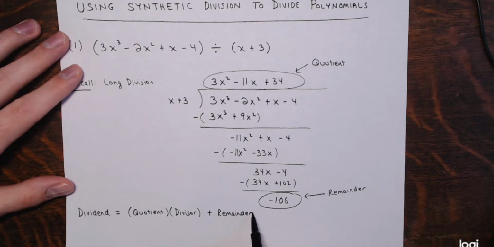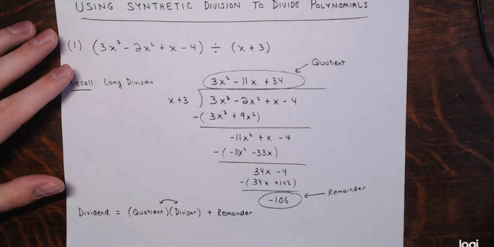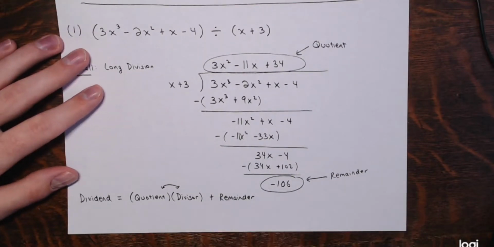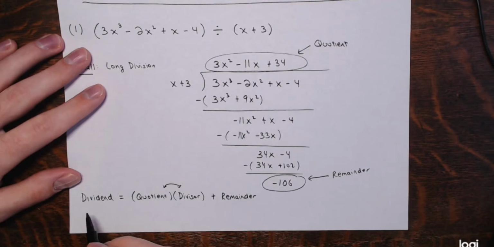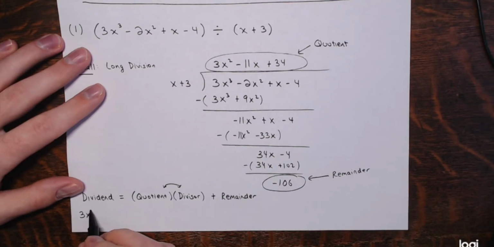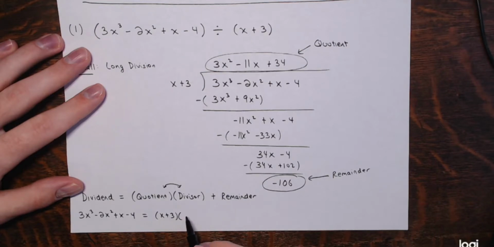Right? And again, it doesn't matter if these are switched. Quotient times divisor, divisor times quotient, and then plus remainder. So the way we would check this is to say, is 3x cubed minus 2x squared plus x minus 4 equal to x plus 3 times 3x squared minus 11x plus 34, and then minus 106, or plus negative 106? Is this true? You would check this out.